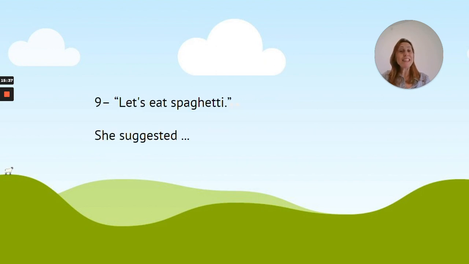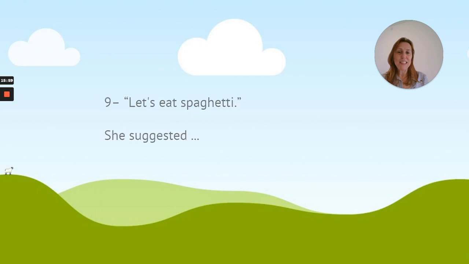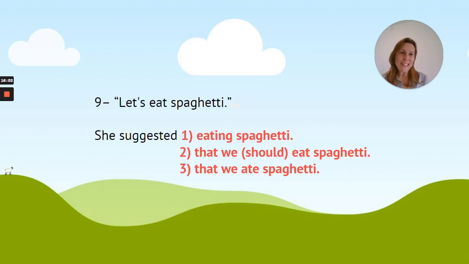Number 9, "Let's eat spaghetti." Remember what we said about the verb suggest? It is a special verb. It doesn't behave like the other function verbs. So let's think of three different possibilities after the verb suggest. "Let's eat spaghetti." She suggested eating spaghetti, that we should eat spaghetti, or that we ate spaghetti. Remember that we can also say that we eat spaghetti without should.